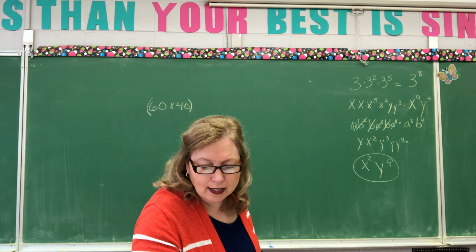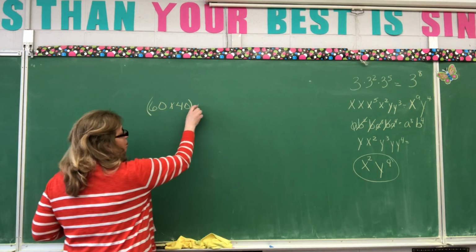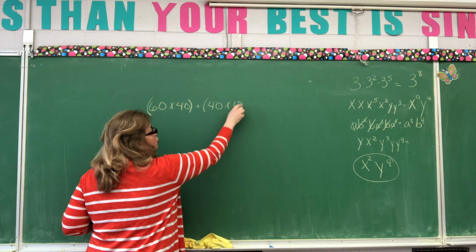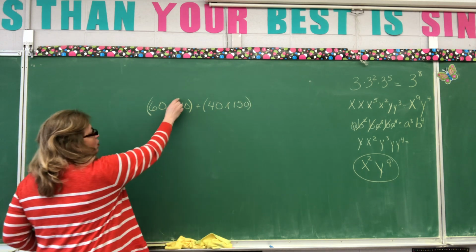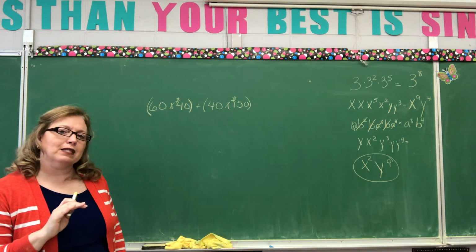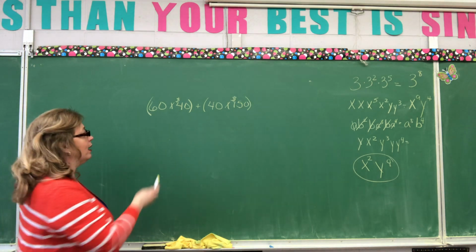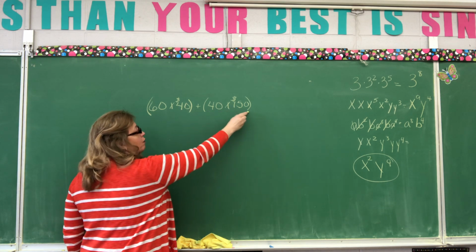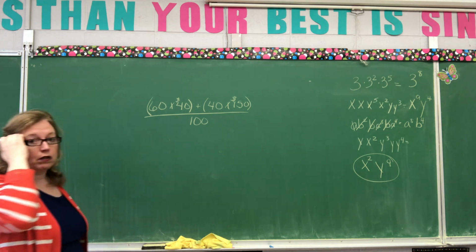Then it says that he bought 40 items that were, so plus he bought 40 items that were $150. So let's put our little dollar signs up there. How many items did he buy? He bought 100 items, right? He bought 60 of the $40 items and 40 of the $150 items. So he bought 100 items.